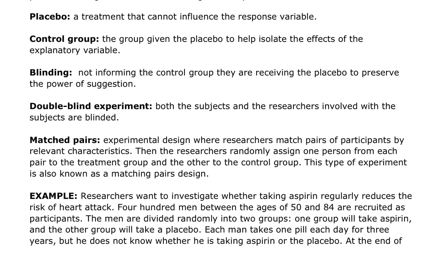The next thing we're going to look at is matched pairs, and that's when we match pairs of participants by relevant characteristics. So a researcher may randomly assign one person from each pair to the treatment group and the other to the control group.